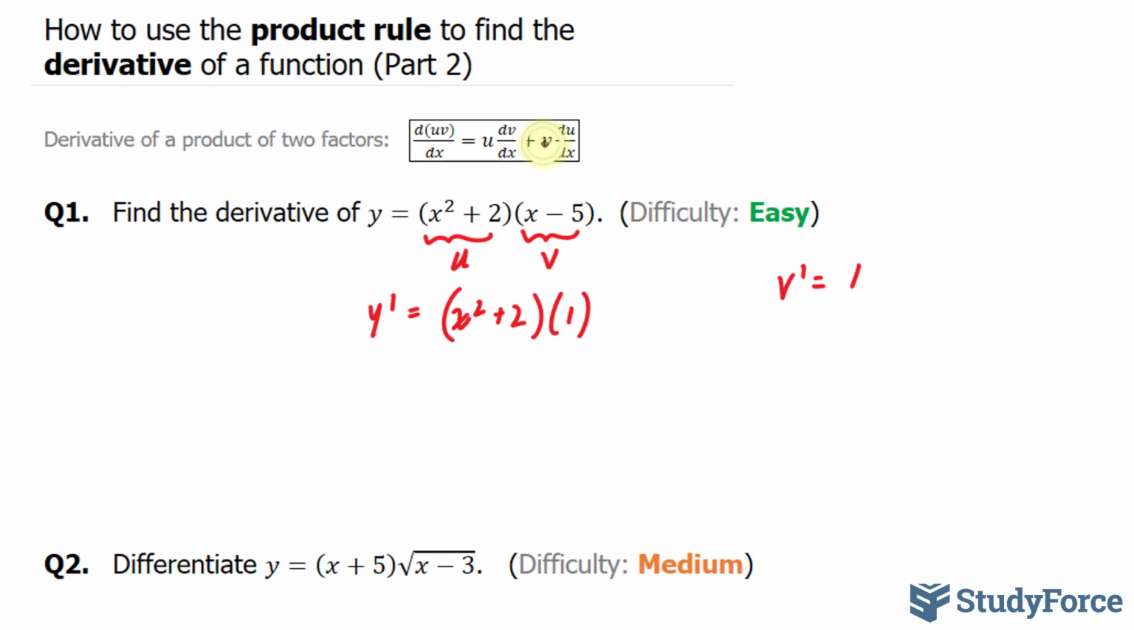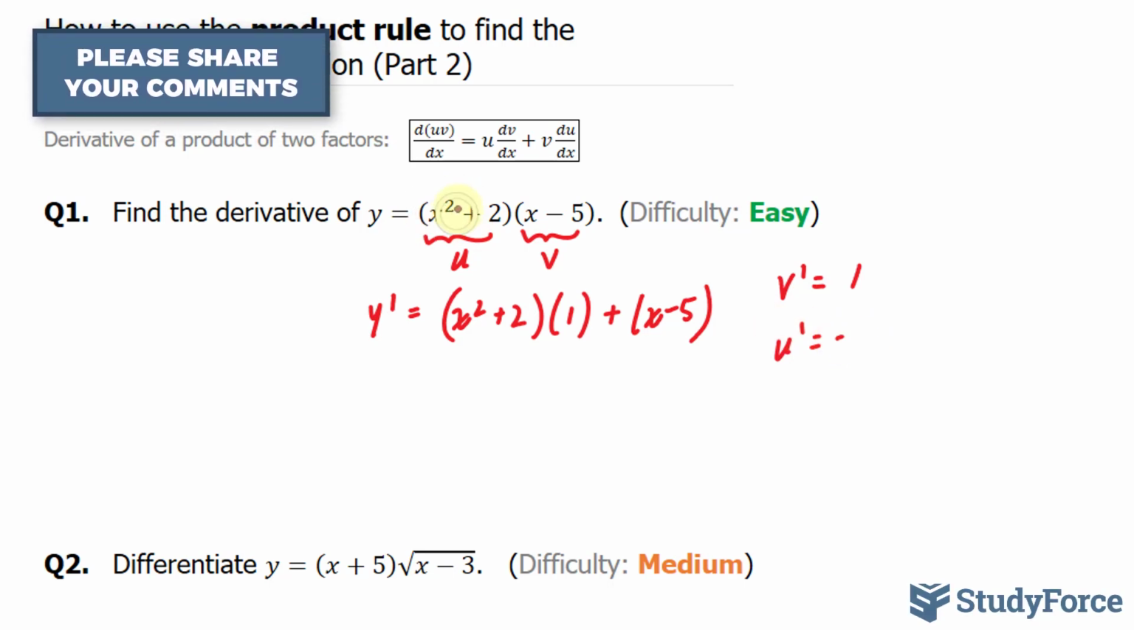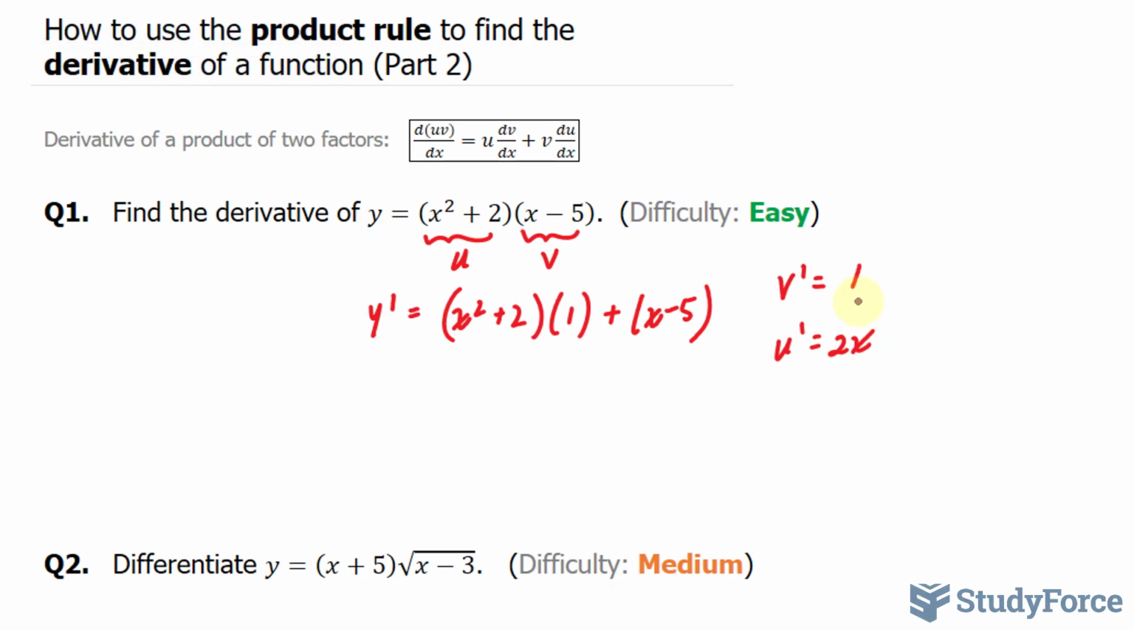Now, I'll keep v the way it is, so plus x minus 5, and find the derivative of u. So u prime is, we can use the power rule for x to the power of 2. That becomes 2x. And if you're not familiar with the power rule, I do have a lesson on that, so you can review that. Plus the derivative of 2, which is 0. So I'm going to multiply this expression by 2x.